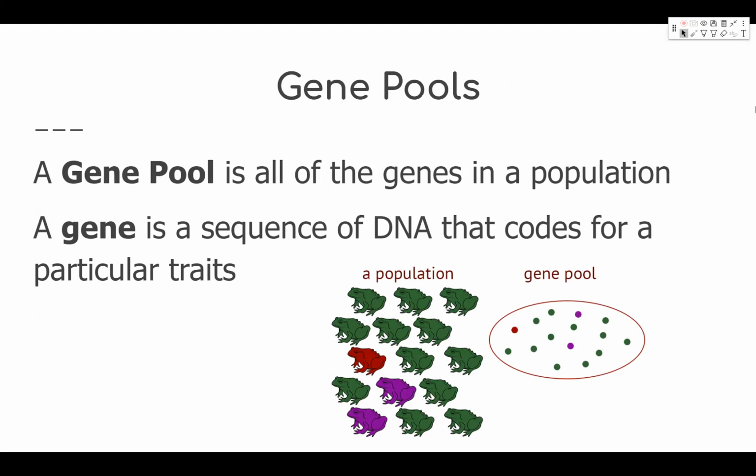So, a gene pool is all of the genes in a population. And a gene is a sequence of DNA that codes for particular traits. So, we've got our population of frogs down here. We've got 12 green frogs, 1 red frog, and 2 of these fuchsia-looking purplish frogs. That's the population. The gene pool is the genes for these colors. So 12 green genes, 2 purple genes, 1 red gene.